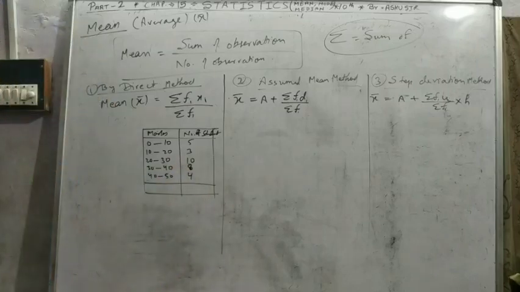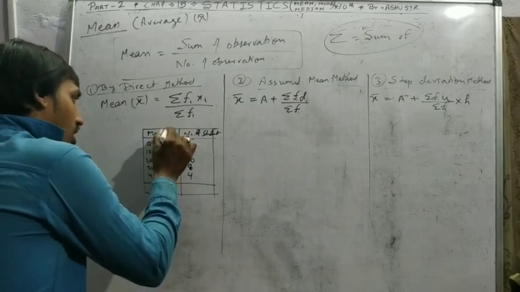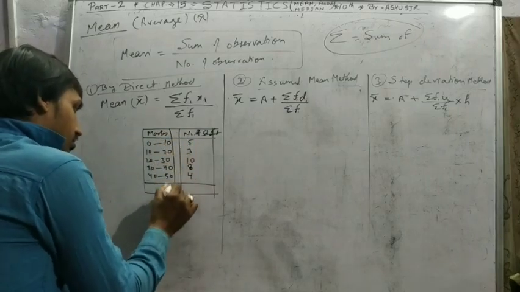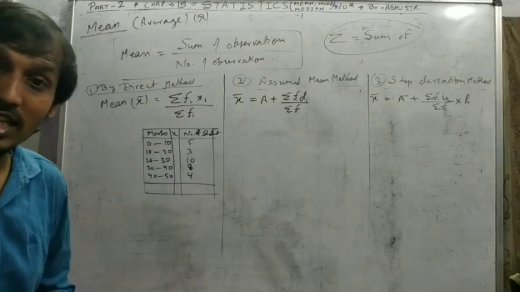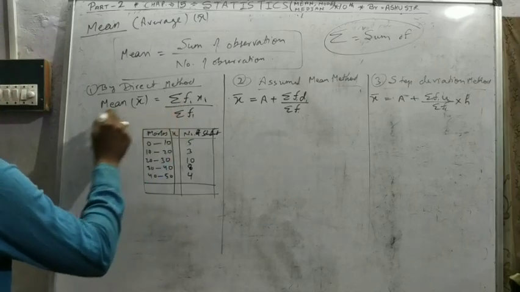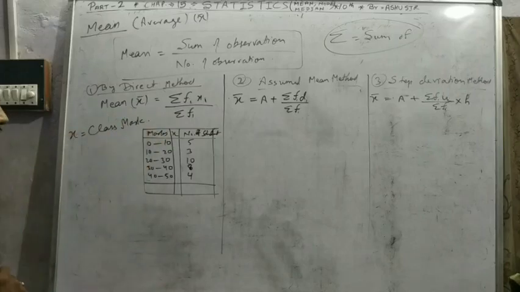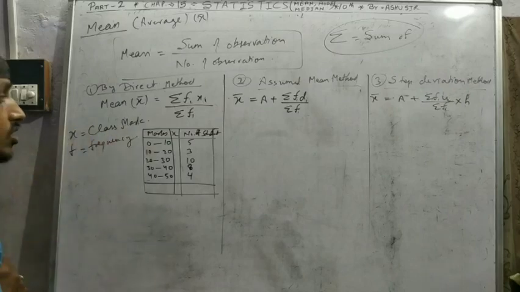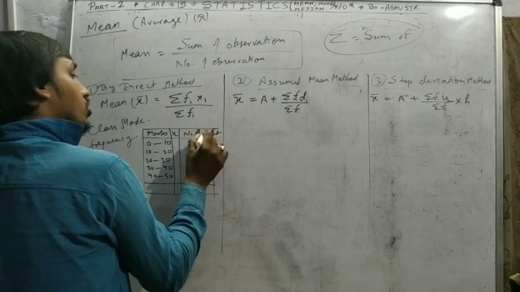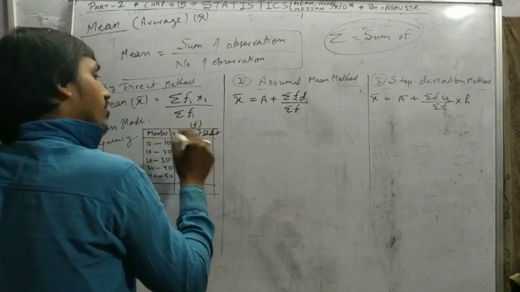You want to find the mean by using the direct method. So let's see how we find it. Firstly, we take another column x, because we want x here. What is x? x is the class mark. f is the frequency, and f is already given as the number of students.